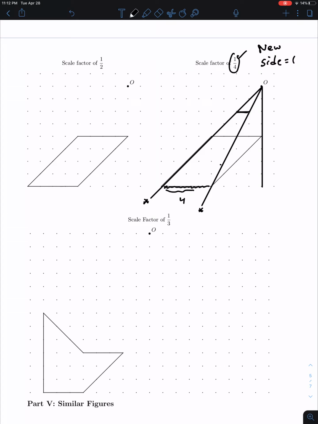So now what I want to do is figure out where this side would be. So again, it's going to use this line and this line, and we want that to be a side length of 1. So if you notice, those two lines exactly give us a width of 1. So now connecting the dots, I'm going to get that one and that one. So there's my parallelogram that's 1/4 of the size of the original parallelogram. So hopefully this makes things a little bit better.